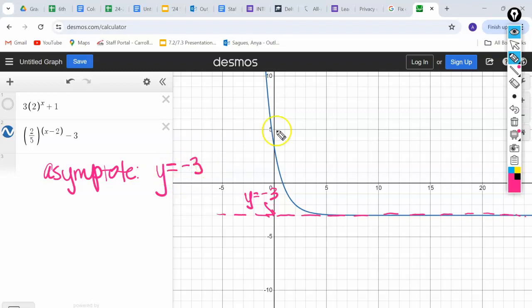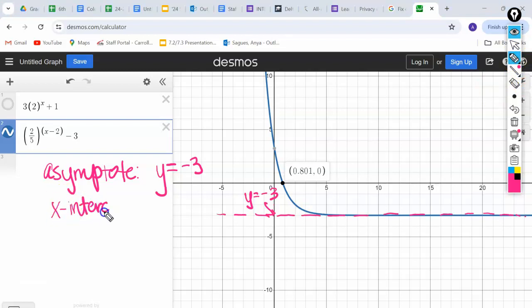In this graph, there is going to be an x-intercept. Now remember, the x-intercept is where it crosses the x-axis, the horizontal line. So here, if you just click on it, if you know the right spot to click, it will tell you what it is. So here, the x-intercept is 0.801, 0. And that's your answer.